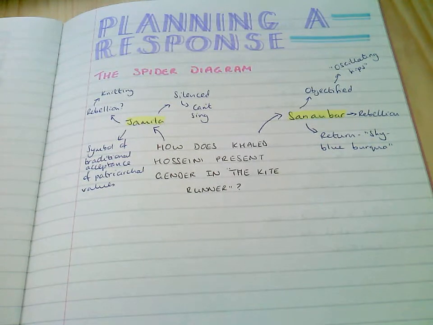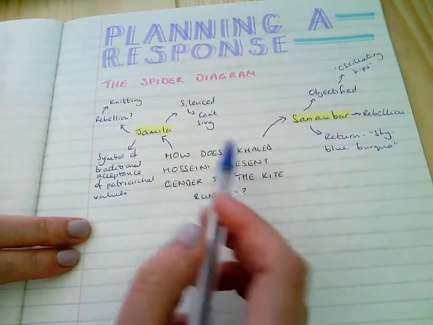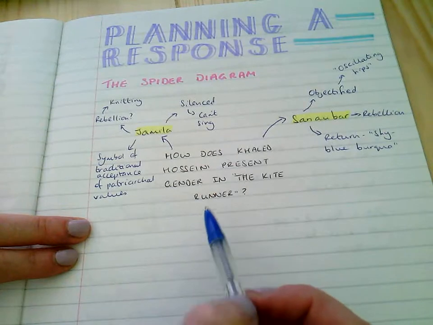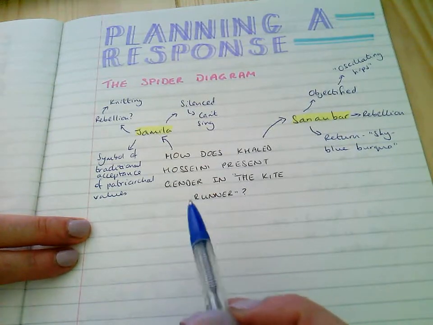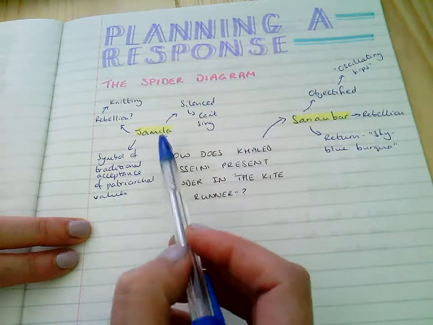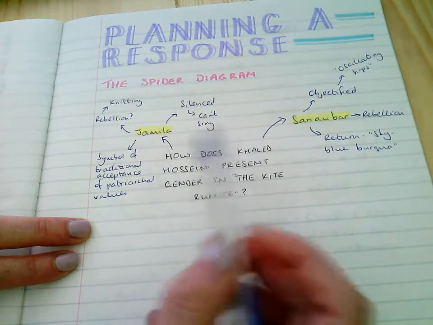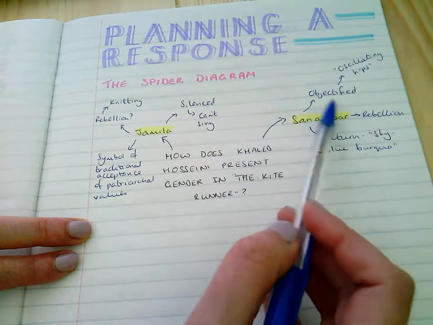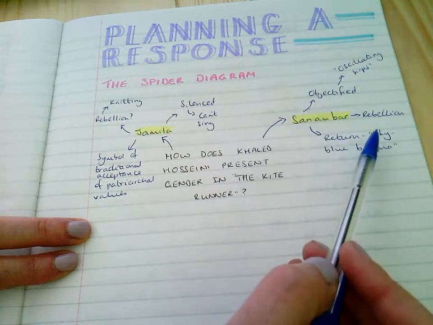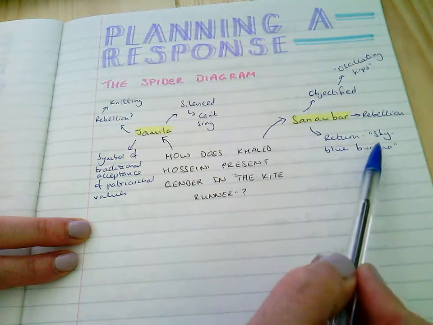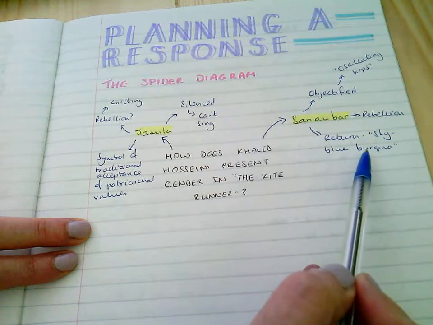So the first one that we're looking at here is using a spider diagram method to plan your answer. You can see I've written the question in the middle: how does Khaled Hosseini present gender in The Kite Runner? And I've started to have a bit of a think about the different characters that I could write about in the text. So I've got Sanibar, and I've just written here a couple of key words about her. I've linked it into a couple of quotations.